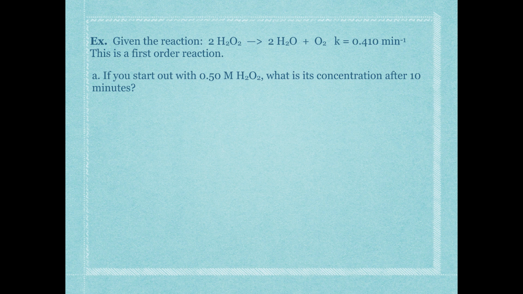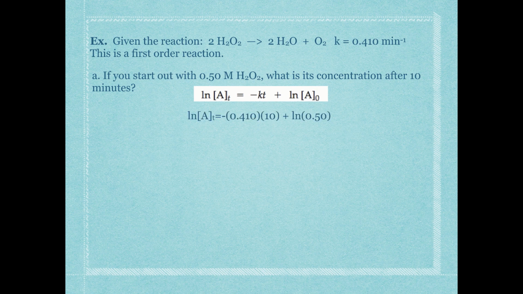All right, so I know I need to use this equation right here because I'm given my initial concentration and I'm given the amount of time and asked to find the concentration after that given amount of time. So that's why I know I need to use this equation. So I'm solving for AT, so I'm going to leave that alone. I know my K is 0.410. I know my T, it's 10 minutes, and I know my A naught is 0.50. So I'm going to plug in all of those values right here.